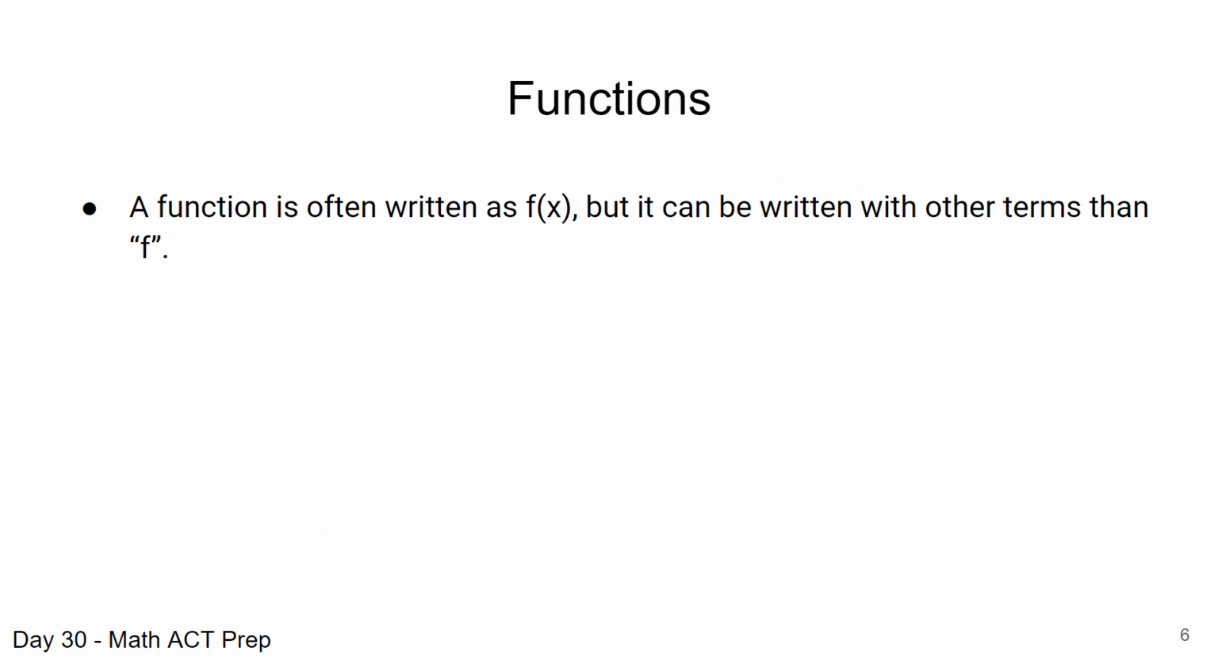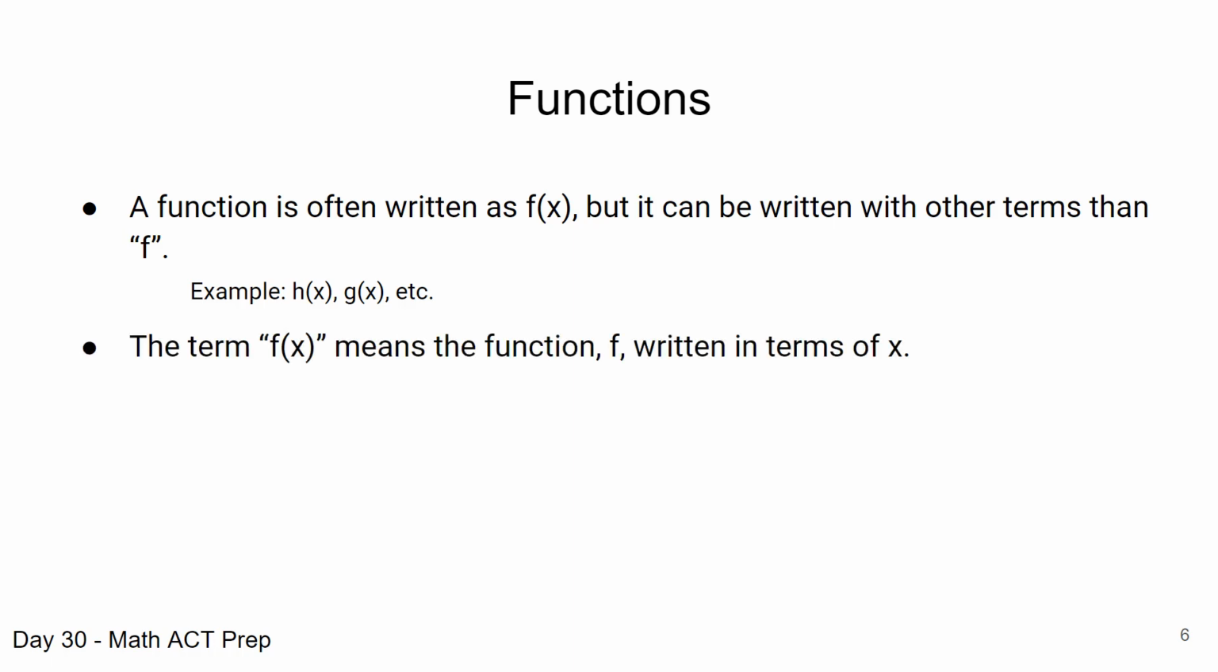So a function f of x can be written with other terms other than f. You don't always just see f of x. You may see h of x or g of x or some written in some other way. It doesn't just have to be an f. And the term f of x stands for function written in terms of x. If we have h of x, that's the function h written in terms of x. You could have g of y, the function g in terms of y. So the x and the y in these cases are the variables.